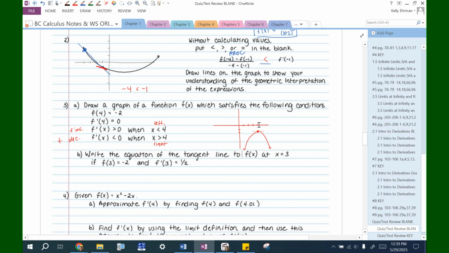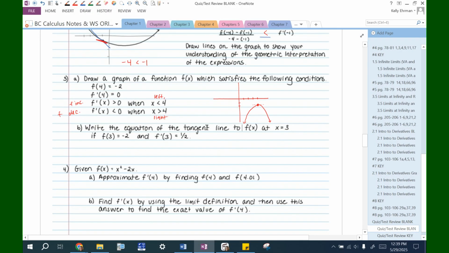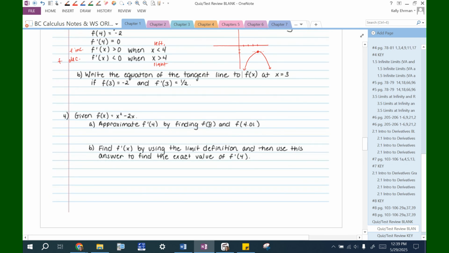All right, so increasing, decreasing, that's our value. Write an equation of the tangent line to f of x at x equals 3 if f of 3 equals -2 and f prime of 3 equals 1/2. So this is the point we need, and the derivative is the slope we need, and all we have to do is write a point-slope equation. So y minus -2 equals slope times x minus 3. That's it. I'm not going to rearrange that unless I'm told to do so.